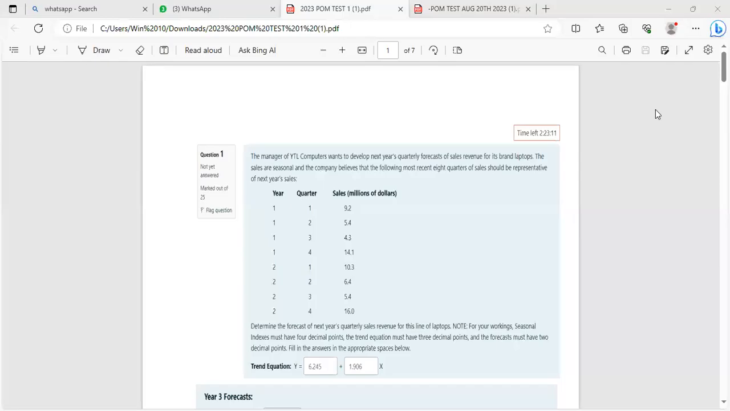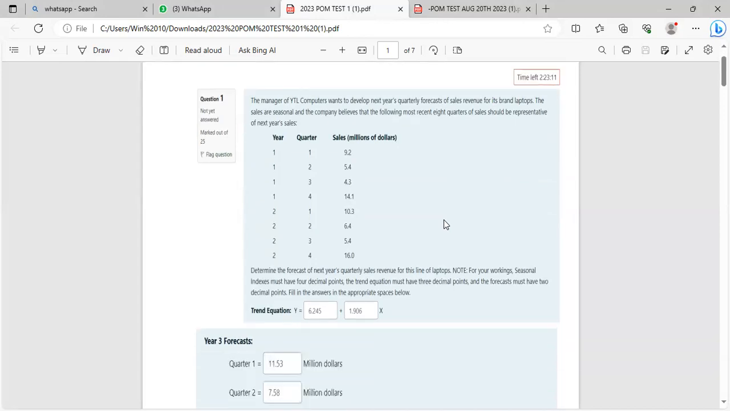Good evening. We are now looking at the production and operation management test. This is all right, a quiz, or you can just simply say a test. So we can get down to question one.